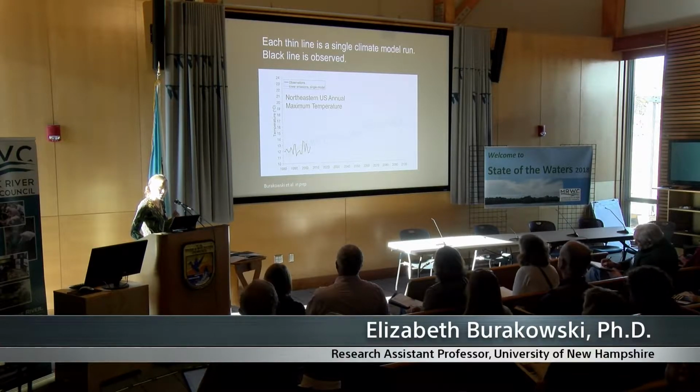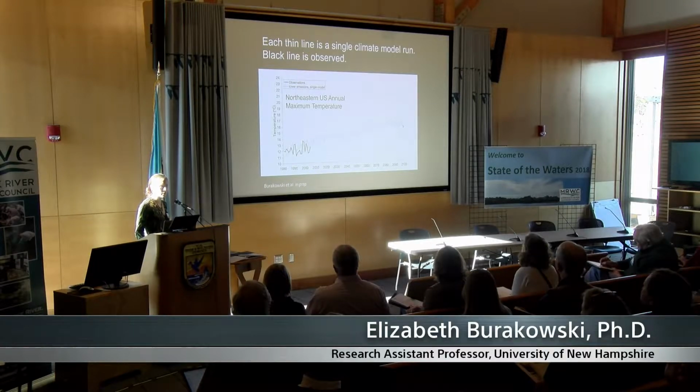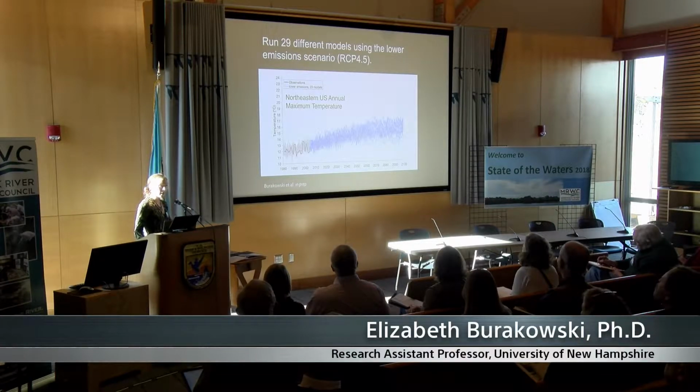Into the future, we can see this one simulation. This is for a lower emissions scenario, the RCP 4.5. We can see that by the end of the century, this particular model is saying somewhere around 16 to 17 degrees Celsius for our average temperature in the Northeast. When we add the rest of the models, so now we're adding 28 more models on top of that, we can see the different range of the models.